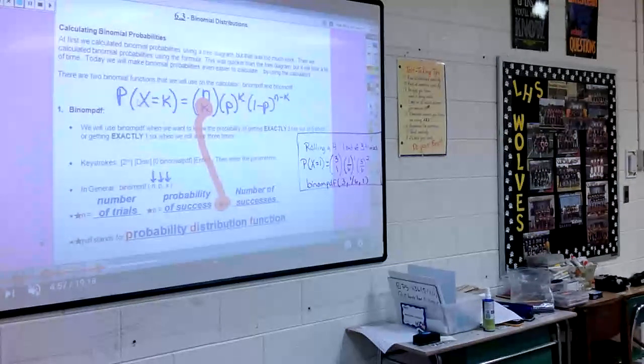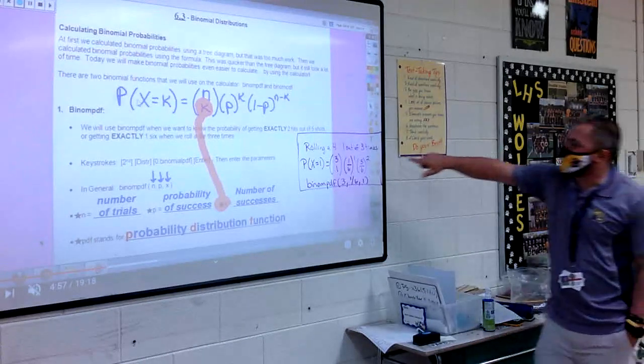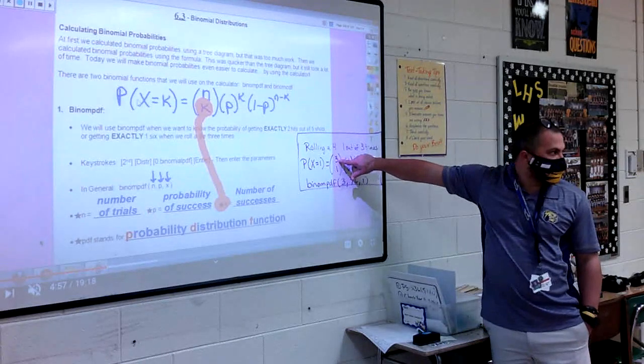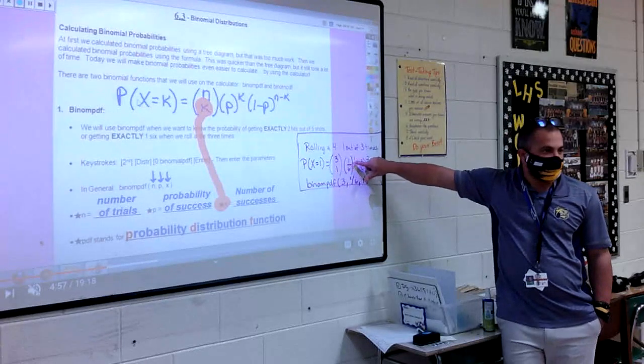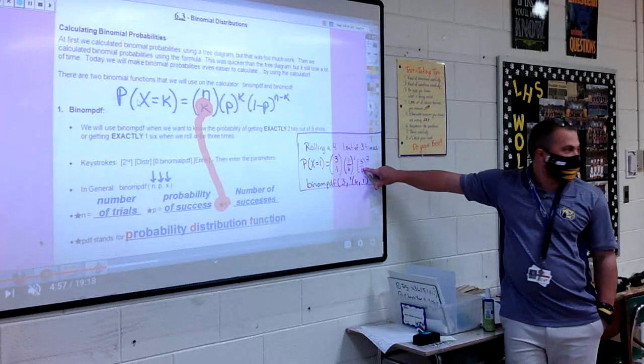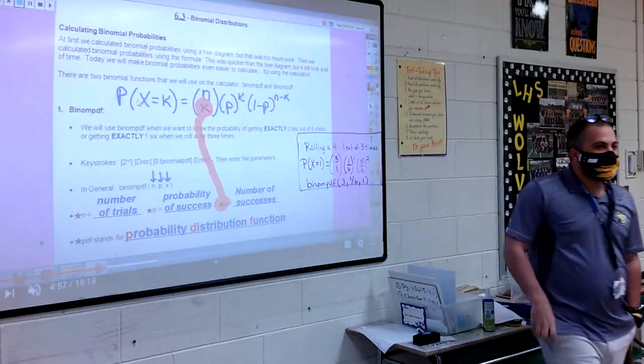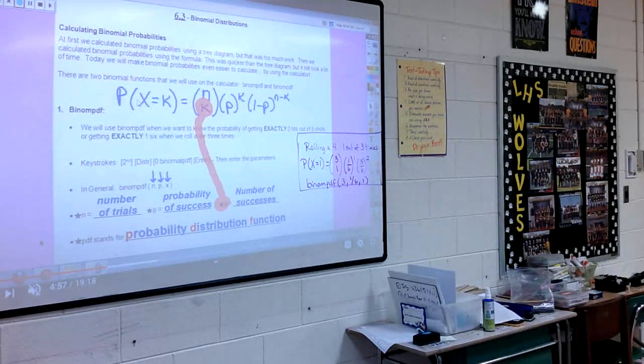So the binomial formula looks like a long formula. It looks tricky. It's not. It's how many trials you have, how many successes you want, probability of success to that power, probability of failure to that power. So it's really not an extremely difficult formula. It just looks like it, but our calculator will run it for us.